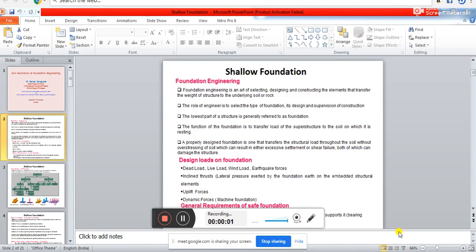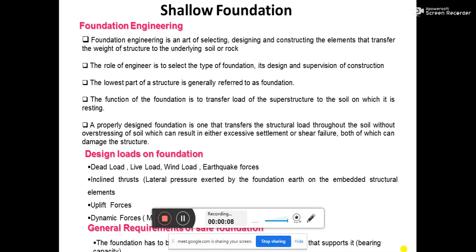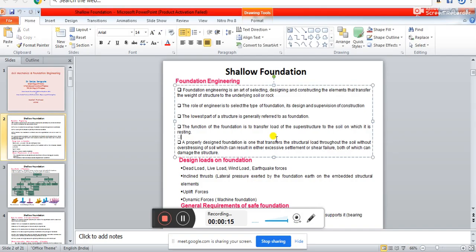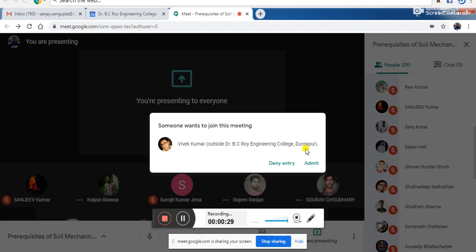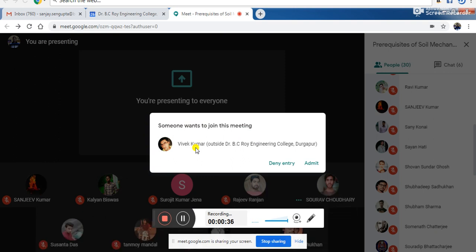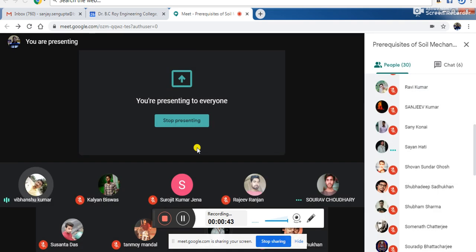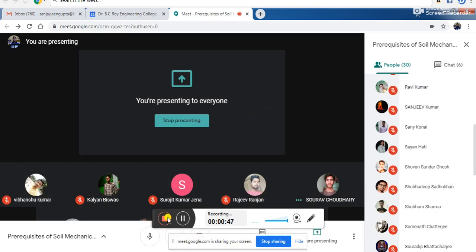Screen now? Yes, sir. We can see this view, sir. Vivek Kumar is trying to enter. Is he in our group? Yes, sir. Should I allow him? Yes, sir. Okay, he has entered, I think.